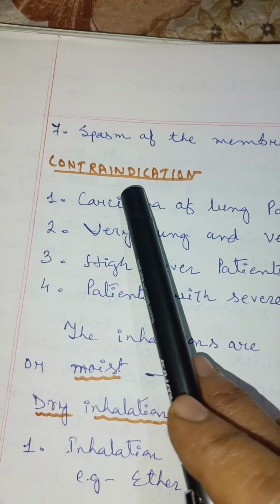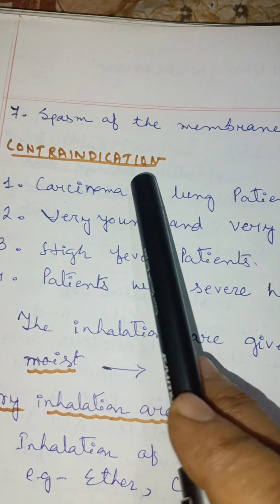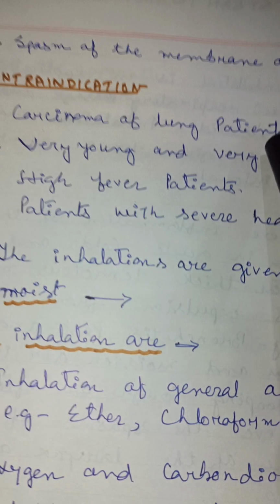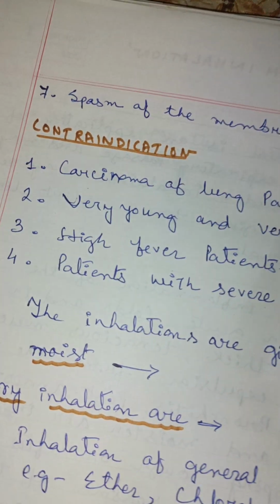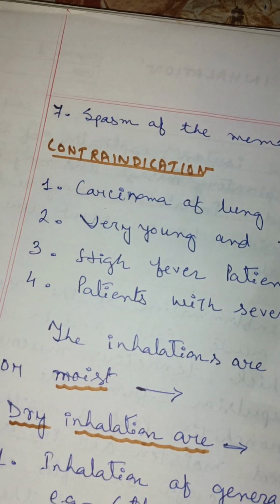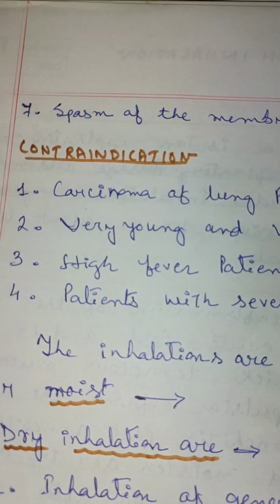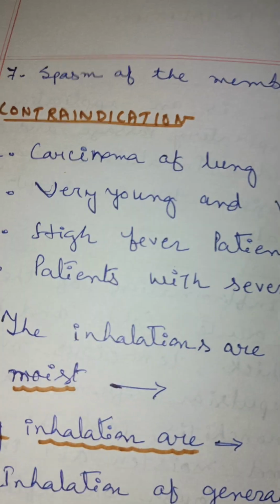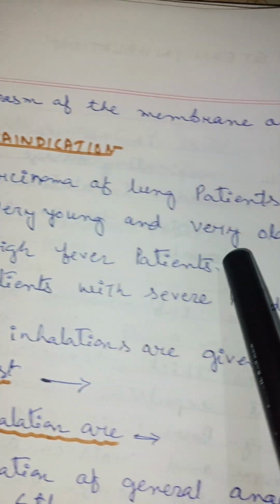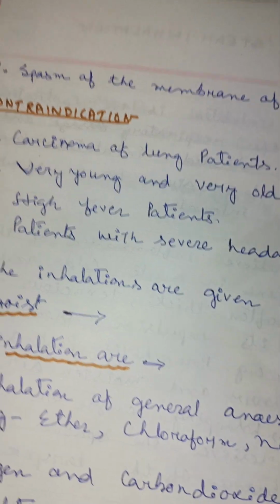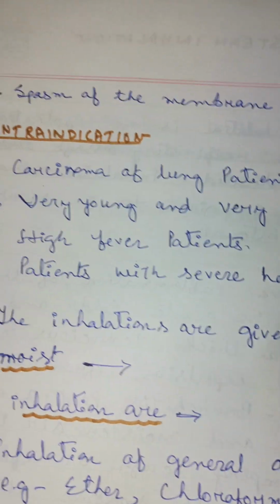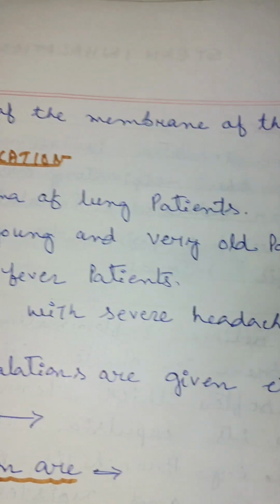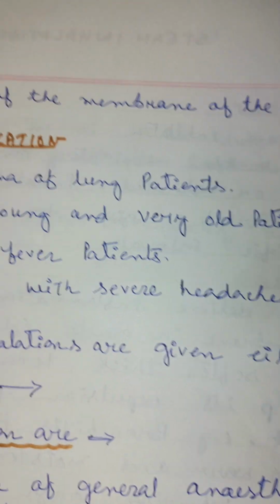When there is an indication, there will always be contraindications. Number one, carcinoma of lung patients. Contraindication means the cases in which we should not give steam inhalation. Patients who have cancer present in the lung should not be given this steam inhalation. Next, very young and very old patients. Young children cannot bear steam inhalation, and a very old person also cannot bear it, they cannot take a deep breath.